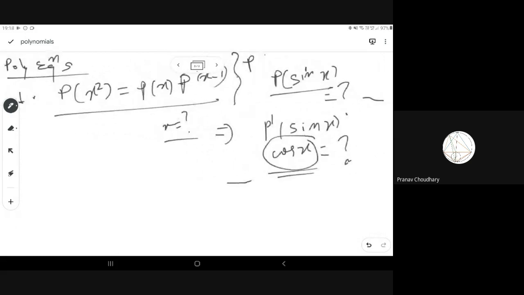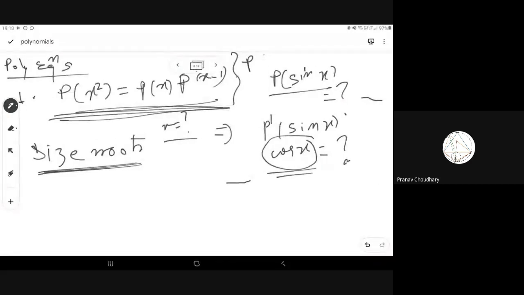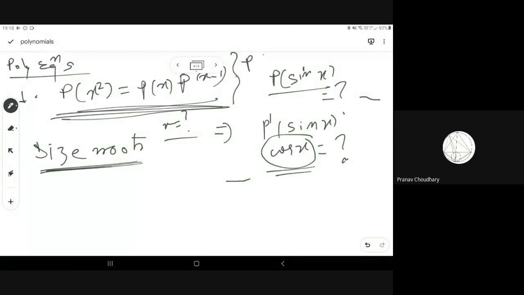Another thing to keep in mind is dealing with the size of the root. This is quite important: for the complex roots, what you can say about their absolute value. We will solve this problem using this idea. This is quite classical. I just left it here as a sanity check, so that everyone knows this, right?